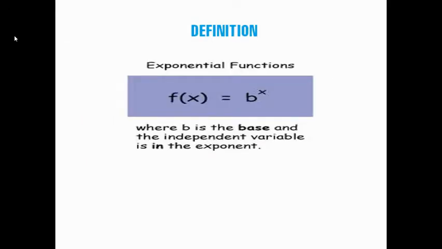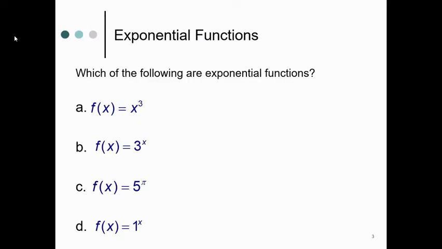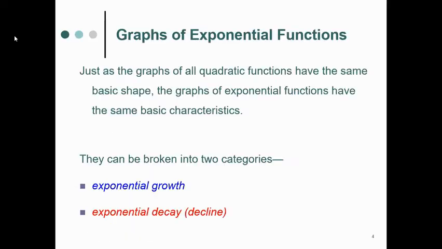All right, here's the definition for our exponential functions, where b is the base and the independent variable is in the exponent. So in an exponential function, the variable is in the exponent. Which of the following are exponential functions? That is right. B and D are exponential functions.